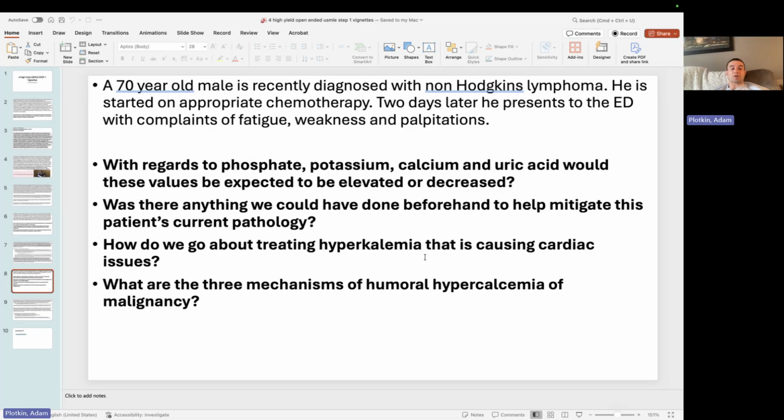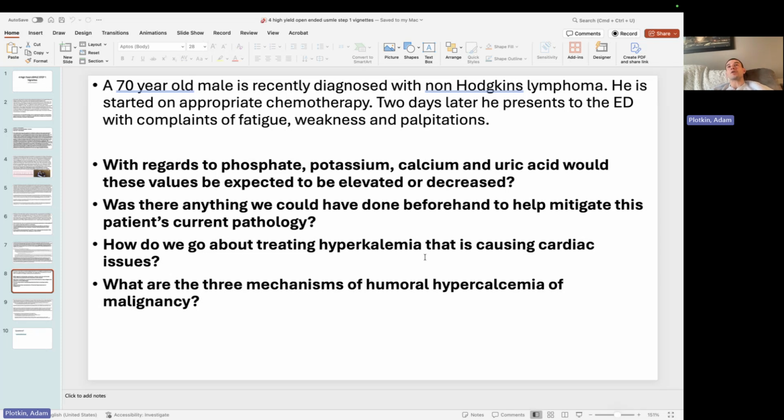All right. Next question. Was there anything we could have done beforehand to help mitigate this patient's current pathology? So pause your screen and consider. So prophylaxis for tumor lysis syndrome is IV fluids. IV fluids is the best thing we can do. We give a lot before and during chemotherapy to help prevent tumor lysis syndrome. We could also pre-treat with allopurinol, which is a xanthine oxidase inhibitor. That would help us reduce uric acid production, and uric acid can be very damaging to the kidneys. So this is a good thing.